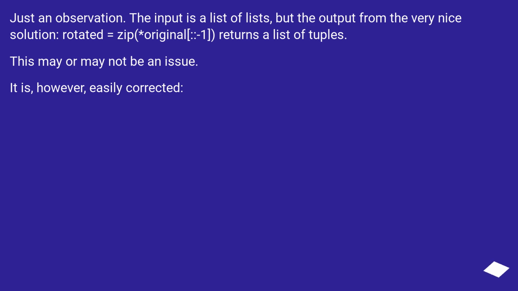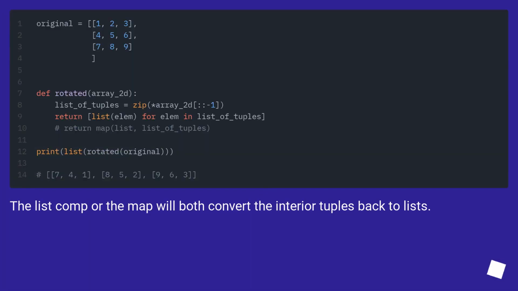Just an observation. The input is a list of lists, but the output from the very nice solution, rotated equals zip(*original[::-1]), returns a list of tuples. This may or may not be an issue. It is, however, easily corrected. The list comprehension or the map will both convert the interior tuples back to lists.